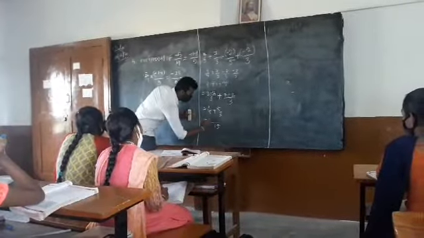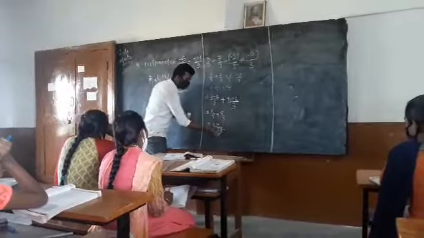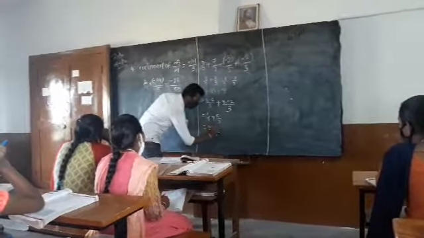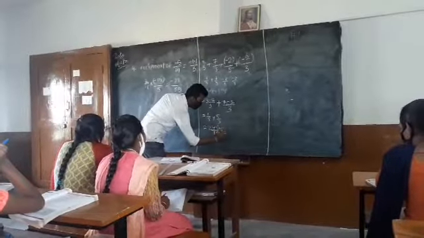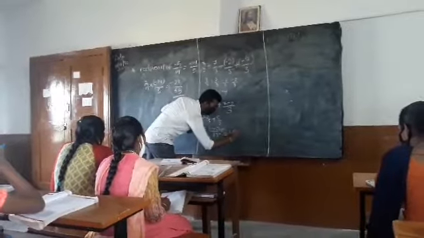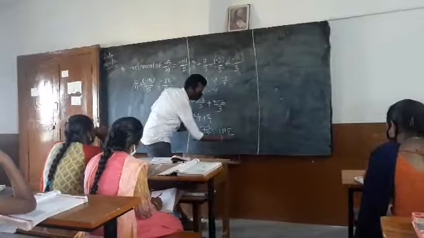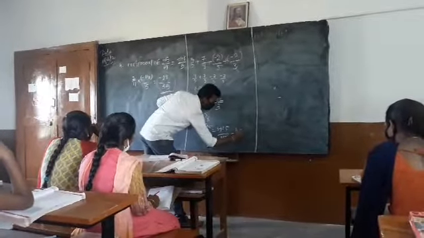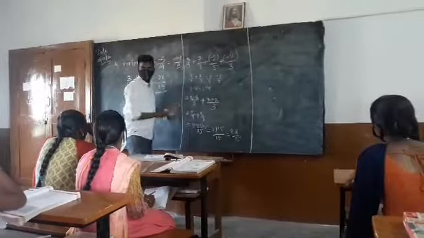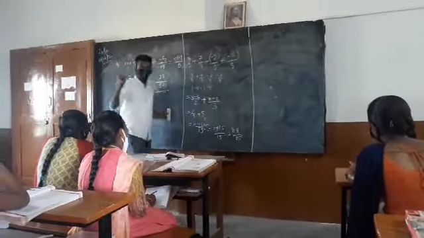3 into 1. How many times 3 goes in 15? 5 times. 5 into 5. That is equal to 3 into 1 is 3 plus 5 into 5 is 25 divided by 15. 3 plus 25, 28 by 15.